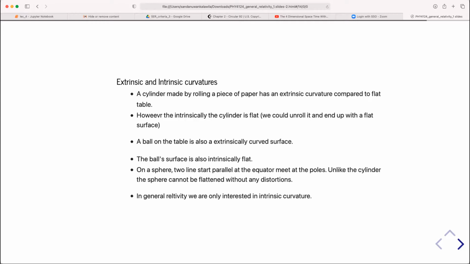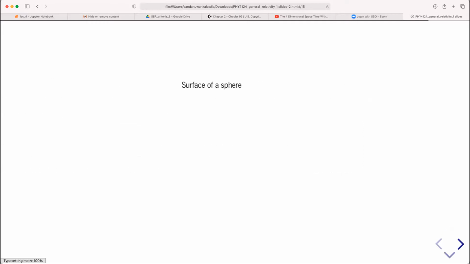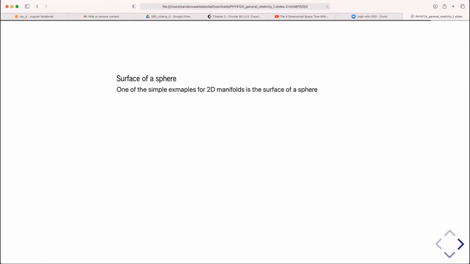Now for general relativity, we are only interested in intrinsic curvatures, like the last one that we taught. Right, so let me take the surface of a sphere. One of the simple examples that you can look at as a 2D manifold.